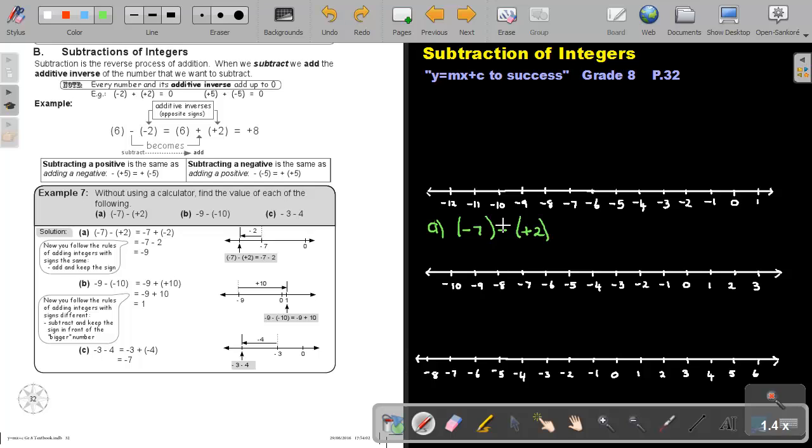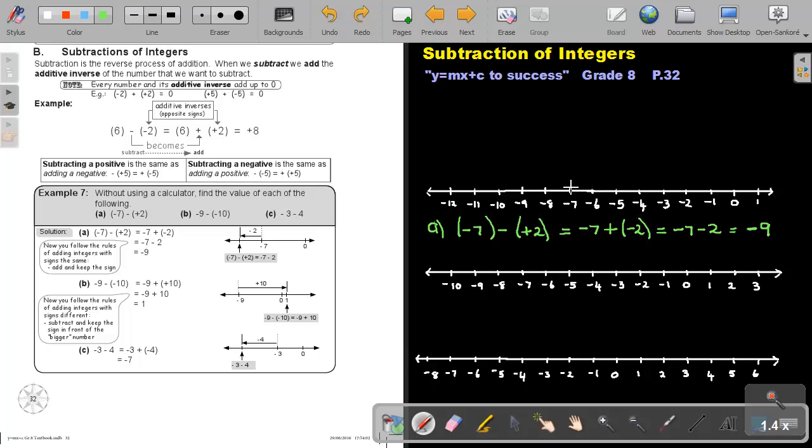Do you see the subtraction? Okay, we have to change that. So negative 7, change it to an addition and find the additive inverse, which will be negative 2. And can you remember in the previous part, we can rewrite it as negative 7, negative 2. We don't have to write that addition. Can you remember the rule? If the signs are the same, we keep the sign and we add the numbers. 7 plus 2, that will be 9.